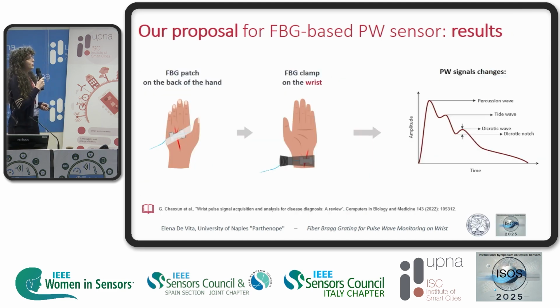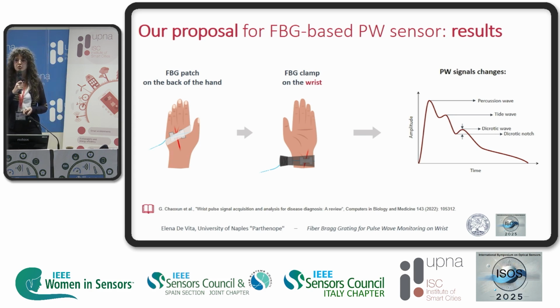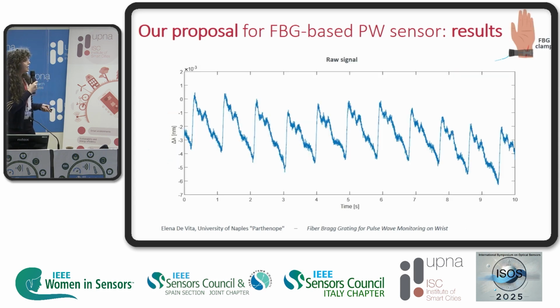For the second configuration, so for the measurements on the wrist, we can see that something changes because we are changing the body part where we are performing the measurement. And more specifically, this tidal wave appears. This corresponds to early pulse wave reflection during the systole phase. And so here we can see an example of the recorded signal. We can see that the waveform is close to the theoretical one.